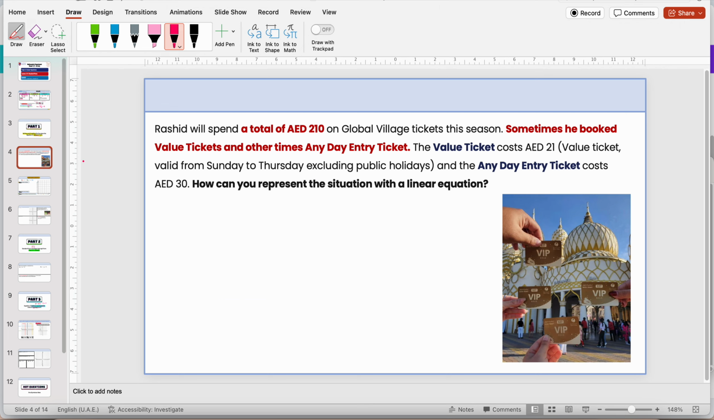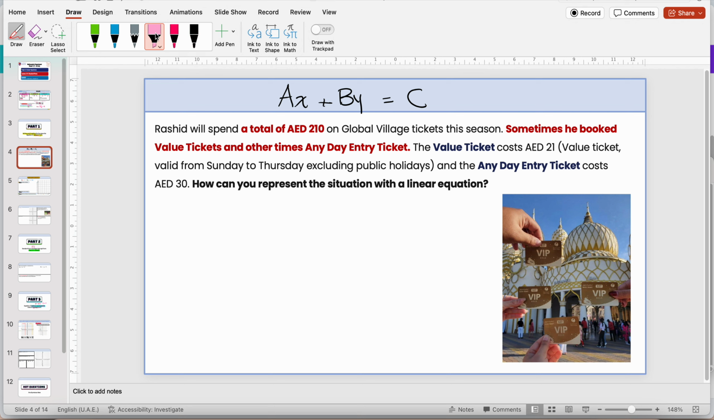Starting with the first part, again, our equation of the line in standard form looks like this: Ax, A is the coefficient of x, plus By, B is the coefficient of y, equals C. Let's see how we can write the equation of a line in standard form given a word problem.